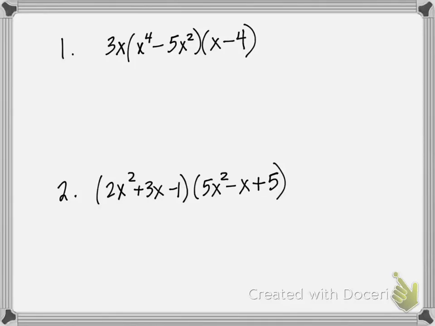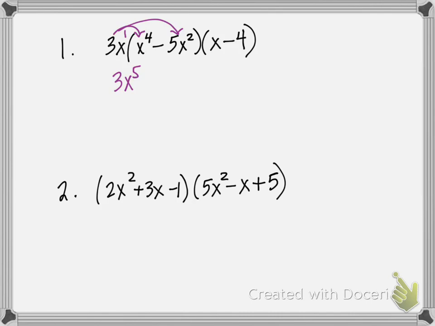For number 1, we're multiplying a monomial times a binomial times a binomial. So if you're multiplying all 3 of these together, it doesn't matter which pair you start with. So if I start with the monomial times the binomial, I am just applying distributive property. So 3x times x to the 4th is 3x to the 5th. Again, if they have the same base x, you add the exponents, so 1 plus 4 gives you 5.